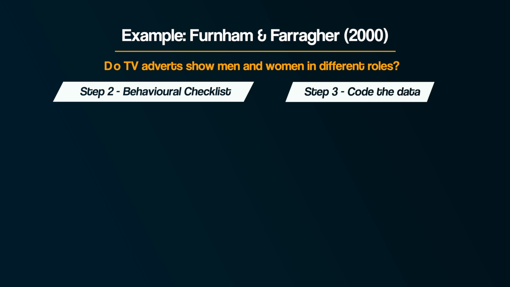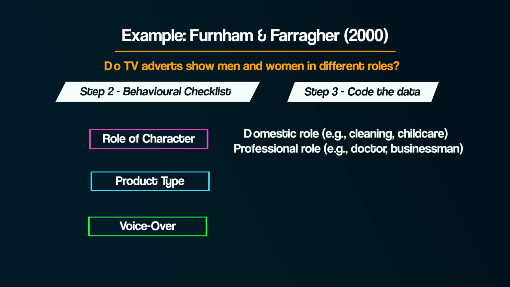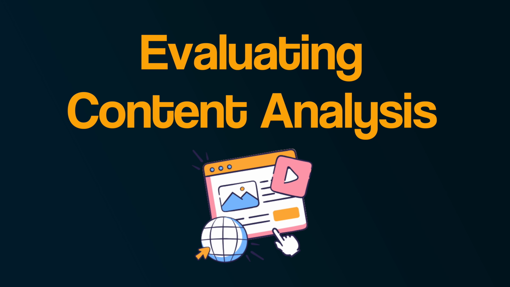So for their coding system, they created clear categories to organise their observations. When the character appeared, were they in a domestic role, like cleaning or childcare, or were they in a professional role, like being a doctor or a businessman? They also recorded the product type that was advertised. Was it a household product or a luxury product or something else? And they also recorded whether the voiceover of the advert was male or female. Here they had turned qualitative data into quantitative data to draw conclusions about the roles of males and females in TV adverts.